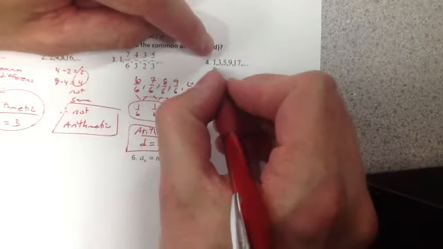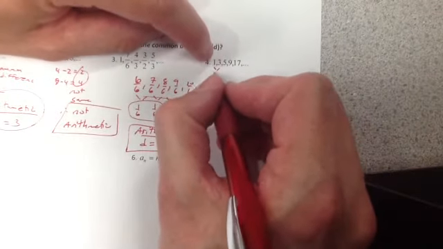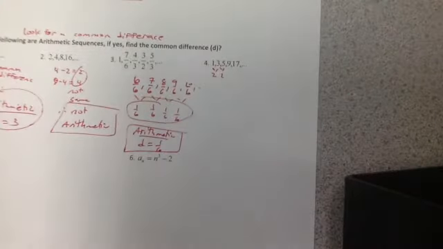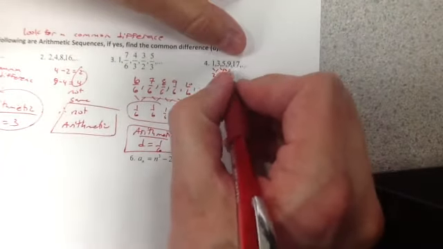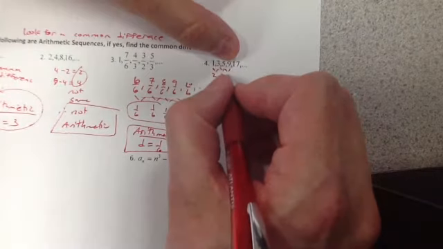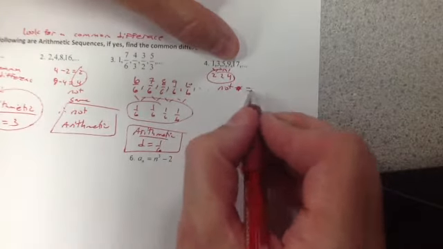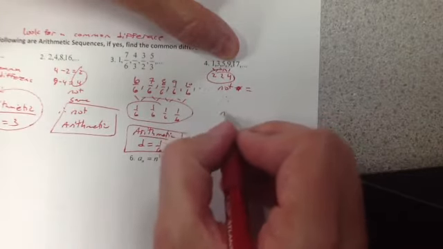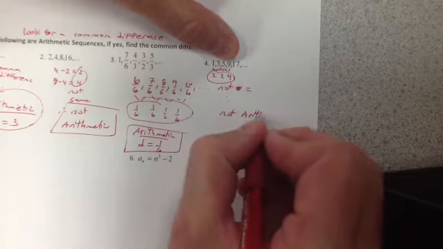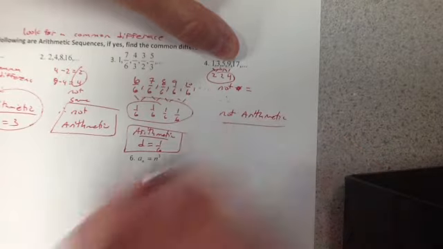Let's take a look at number 4 now. For number 4, common difference, 3 minus 1 is 2. 5 minus 3 is 2. So far, we would say, hey, that's arithmetic. But look what happens next. 9 minus 5 is 4. Not equal. There we go. Therefore, not arithmetic. Easy breezy.